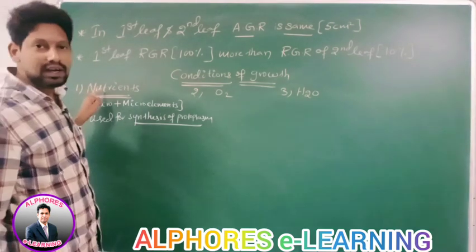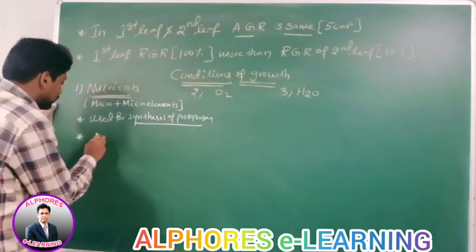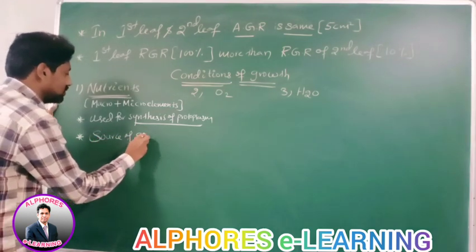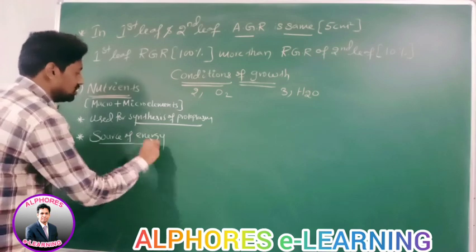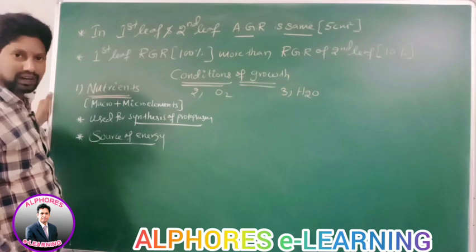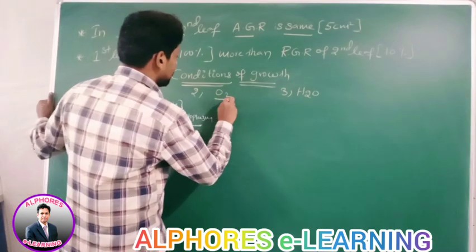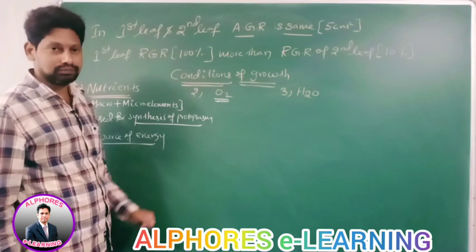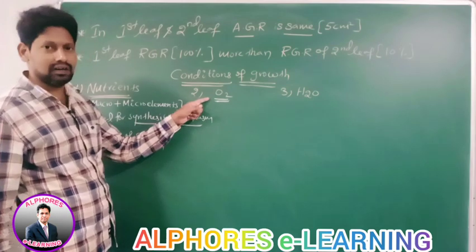Number 2. These nutrients are a source of energy. Who are the source of energy? Nutrients. Who are used for synthesis of protoplasm? Nutrients. Right. Go for the second one, oxygen.